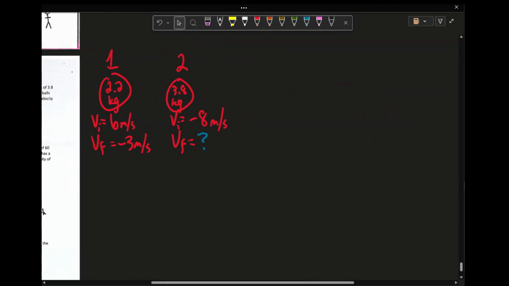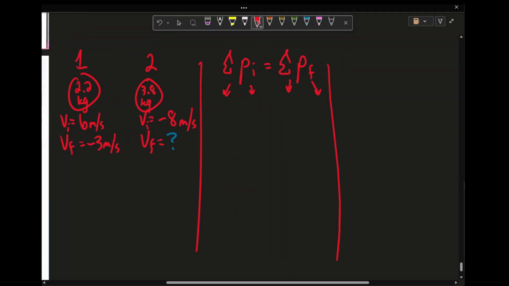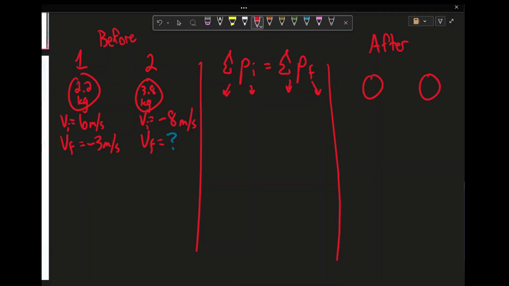We're going to continue this with our conservation of momentum, sigma pi equals sigma pf. And doing the same thing that we were doing before, we're going to write a term for how many objects there are at the beginning and the end. So if this is our before, this is our after, the thing with an elastic collision is that the 2 objects remain separate, right? So initially we have 2 objects, and at the end we have 2 objects. So this is still 2.2 kilograms. This is 3.8 kilograms.